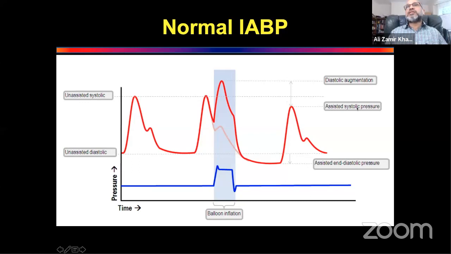So this is an assisted systolic pressure. But look, now because you have gone down here, you don't have to work as hard to achieve the same amount of pressure increase, okay? So the amount of ejection pressure goes down, but the volume remains the same. Did you understand that? So this is the understanding of balloon pump.